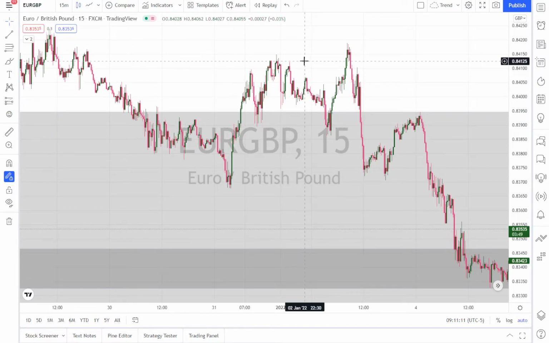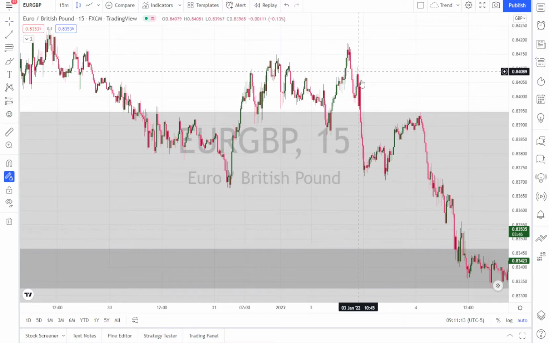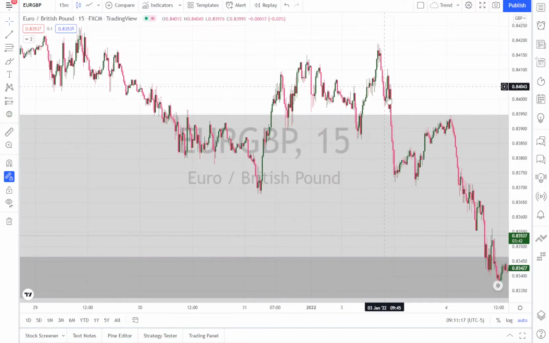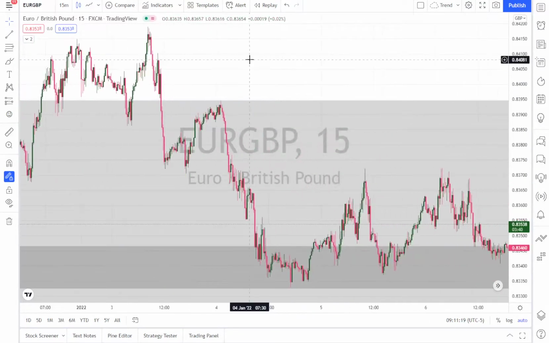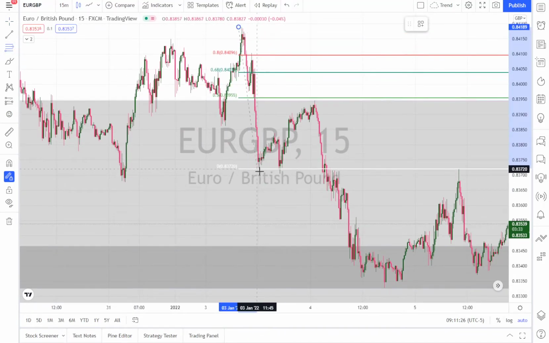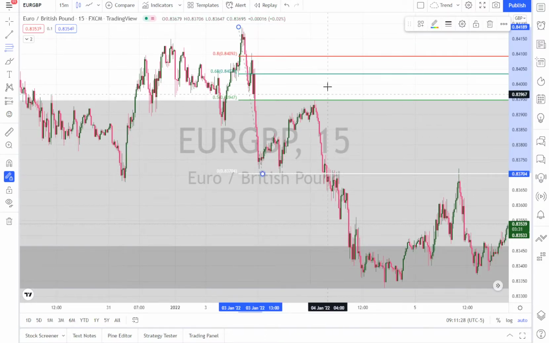So the very first thing you look at is the last shift in the market. Okay, and we could say right here was the last shift. It started going down. Next thing you need to know is your golden zones on your Fibonacci. If I mark this from high to low, you will see the three levels you need to know are 50, 68, and 80.